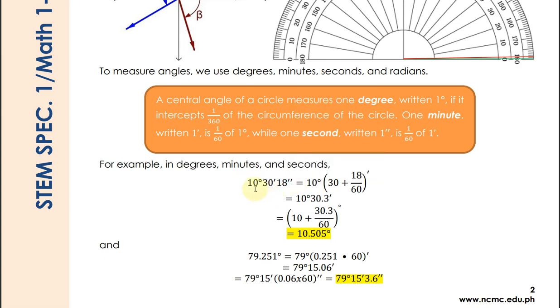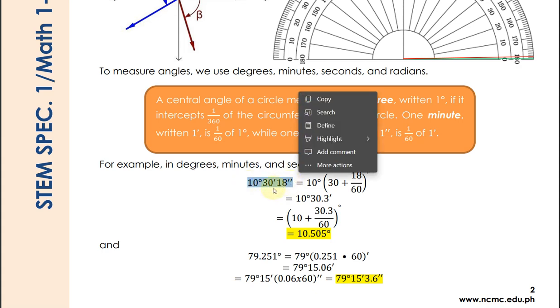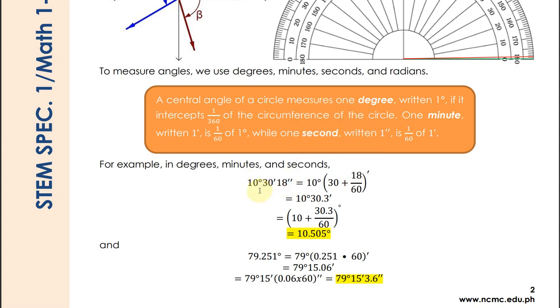Okay, we are going to convert this into degrees format. So, first, we start with the rightmost, which is the seconds. We are going to convert seconds into minutes, and that is by multiplying 18 by 1 over 60. So, 18 times 1 over 60, that is 18 over 60.